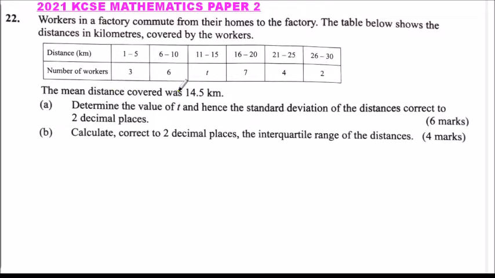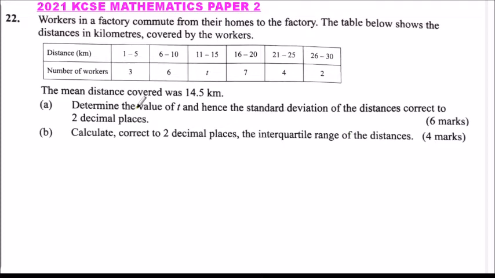The mean distance covered was 14.5 kilometers. A. Determine the value of t and hence the standard deviation of the distances correct to 2 decimal places. B. Calculate correct to 2 decimal places the interquartile range of the distances.